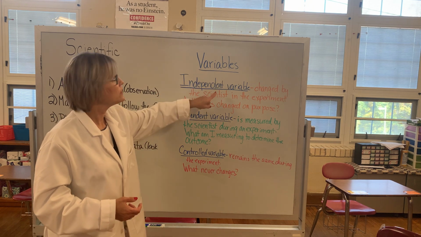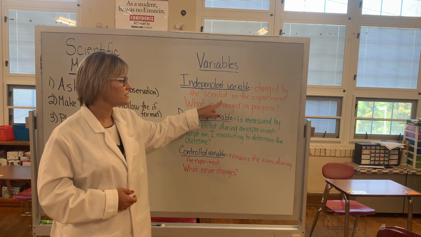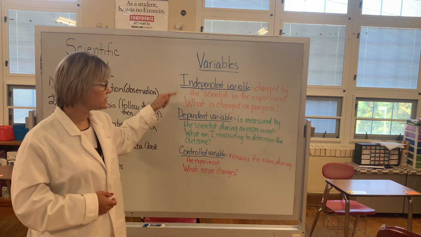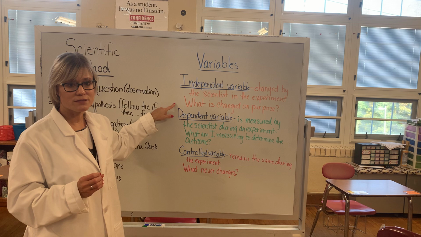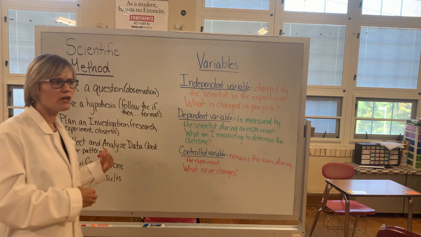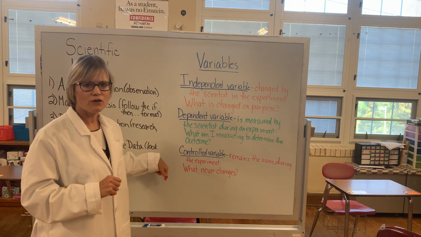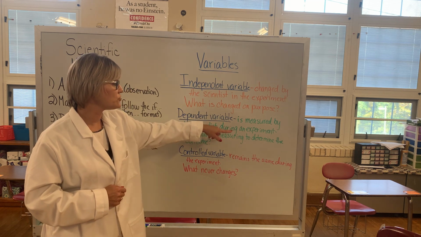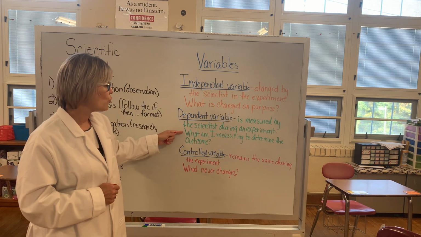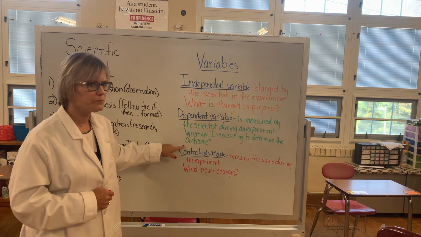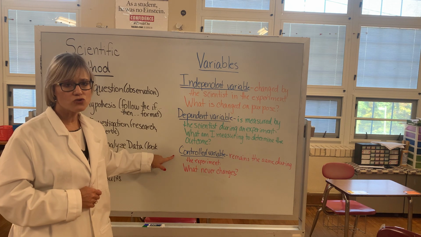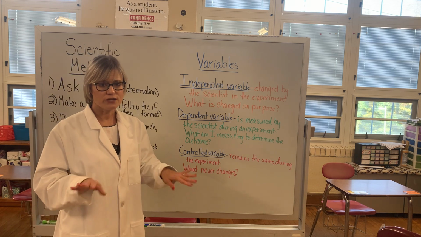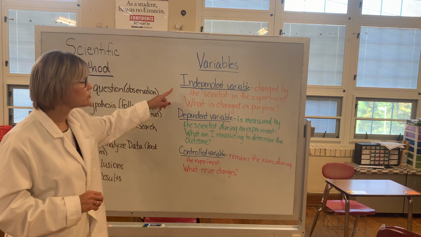So an independent variable. The independent variable is changed by the scientist in the experiment. So the question you want to answer to determine whether it's an independent variable or not is, what is changed on purpose? Okay? So when I go back to my hummingbirds, well, wait a minute, let's go ahead and figure out what all the variables are, and then we'll go back to my hummingbirds. All right, so a dependent variable is measured by the scientists during an experiment. Okay? So what am I measuring to determine the outcome? Okay. And then there's also a controlled variable. A controlled variable remains the same during the experiment.